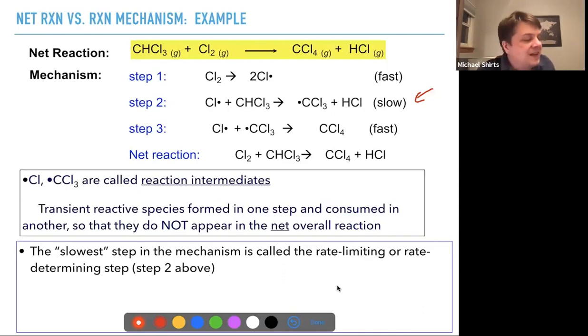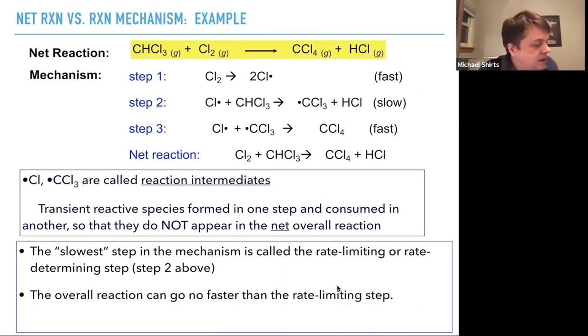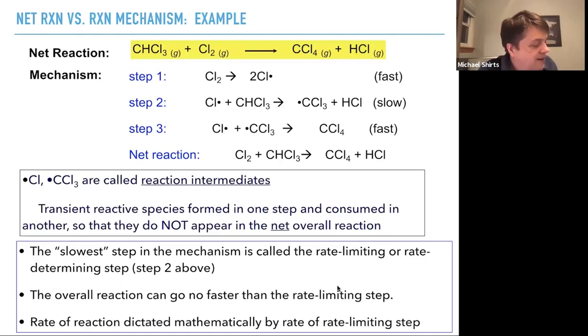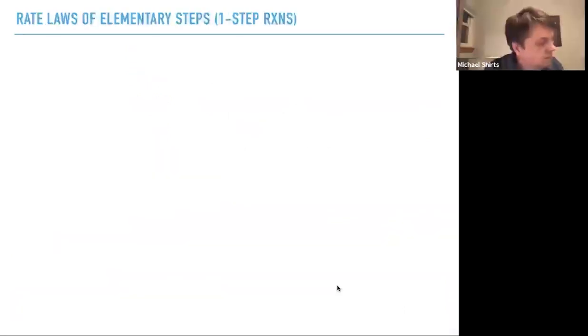So really that's what you want to be looking for in the mechanism, what the rate determining step is, because the overall reaction cannot go any faster than that rate determining step. And the rate of reaction is, once you go through the math, and we'll see the examples in some of these processes, going to be limited by that rate limiting step. That is what is going to determine the overall kinetics.